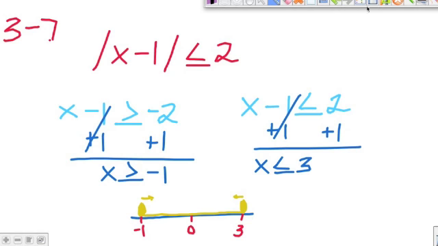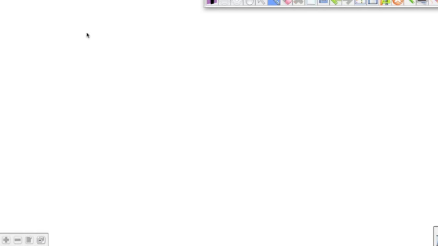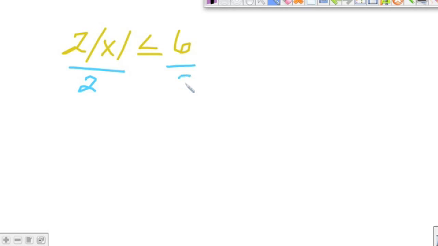All right, let's try another one. Okay, we have 2 times the absolute value of x less than or equal to 6. To take the 2 steps that I did before and combine them here, I'm just going to divide this whole thing by 2 to get that absolute value of x by itself. My 2's cancel, and I get the absolute value of x is less than or equal to 3.